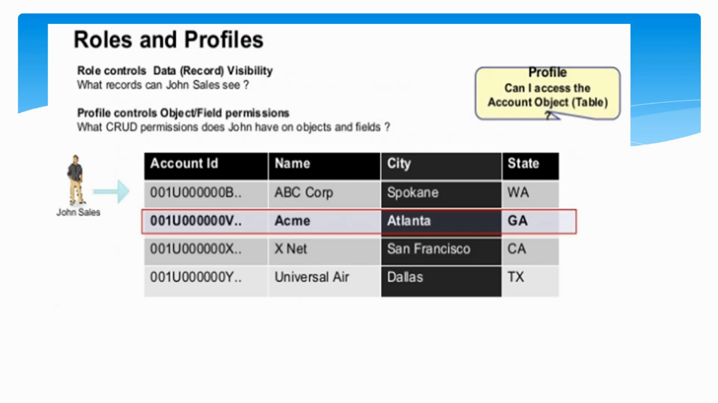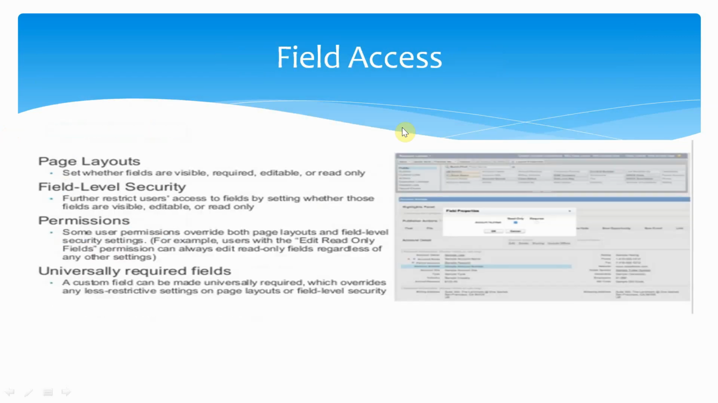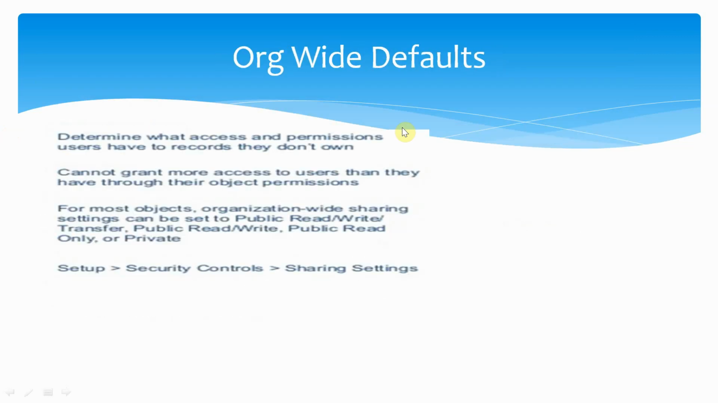So let us look at this particular object here. This is again the account object. Now we know using profile the user can have CRUD access to that object. But now look at these records. This is what will be controlled by role hierarchy and OWD settings. Organization wide defaults is what we use to control this. It determines what access users have to records that they don't own.